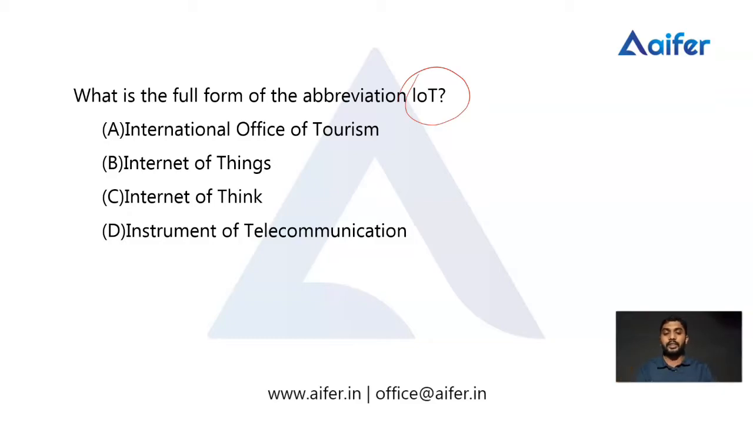So out of these 4 options, which one is the full form of the abbreviation IoT? Whether it is International Office of Tourism, Internet of Things, Internet of Thing, or Instrument of Telecommunication? You can comment your answer. Otherwise, we are going to move on to check the answer.